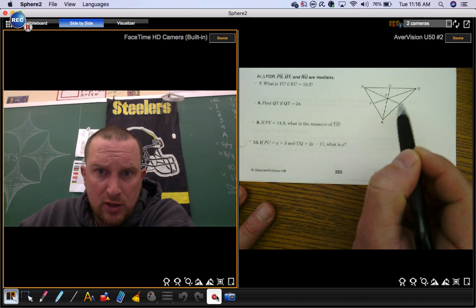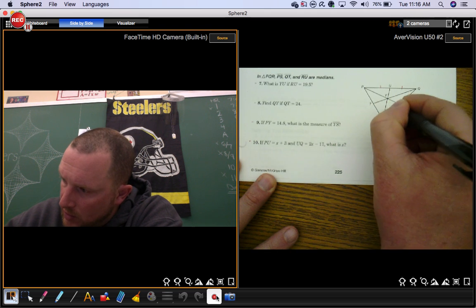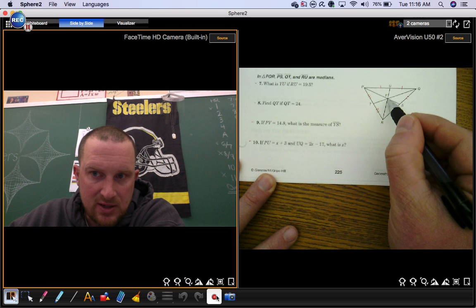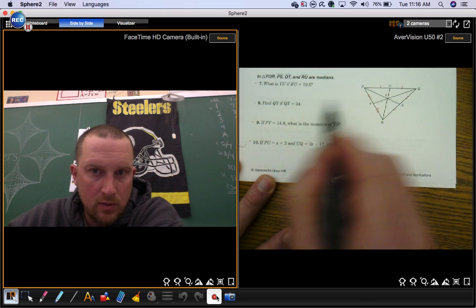New triangle, PQR. These three segments are medians. So we know these are the same length. We also know that's a centroid, so this is half the length of that, so on and so forth.